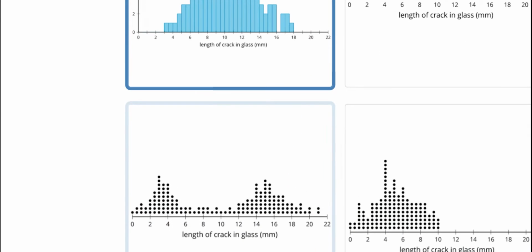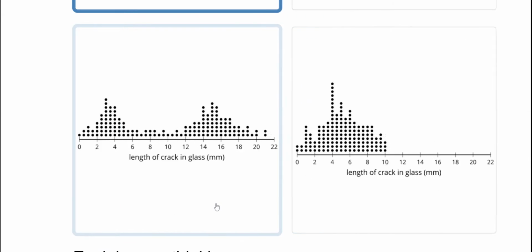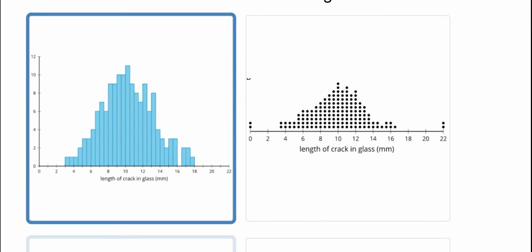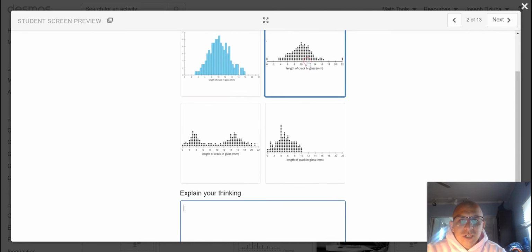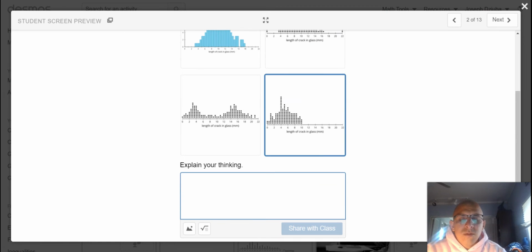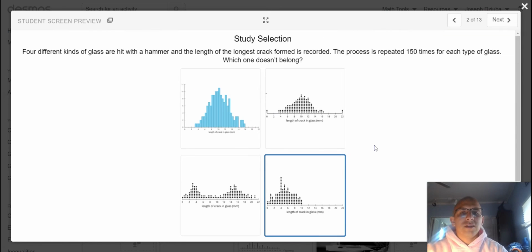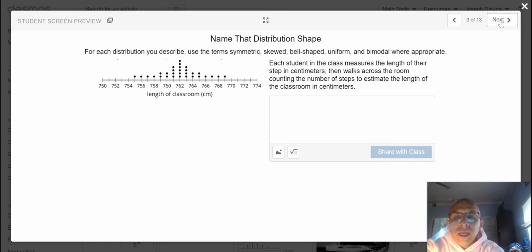You should be able to zoom in accordingly. That way you can get a better gist of what you were looking at. And when you make your selection as to which one doesn't belong, please provide 2 to 3 sentences detailing why you feel that that particular image does not belong.